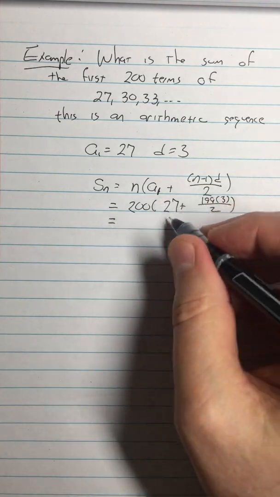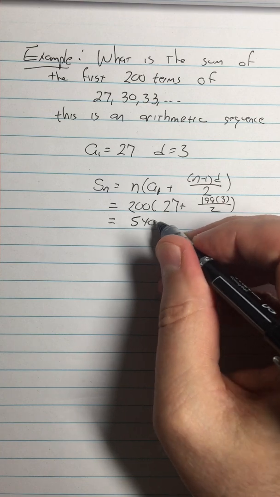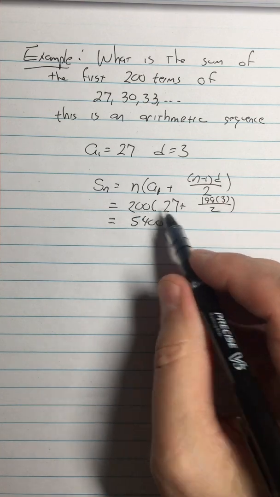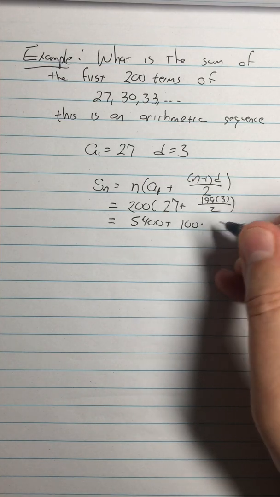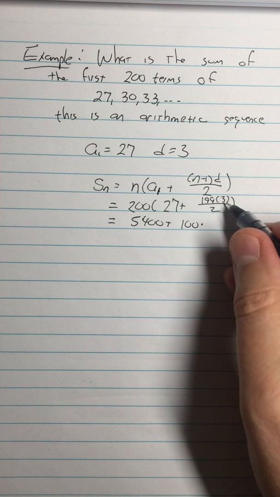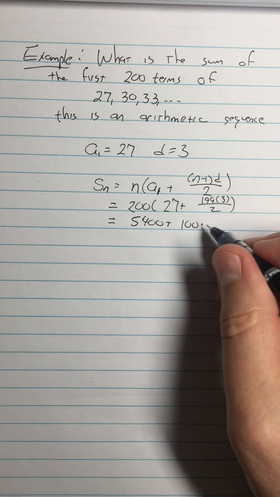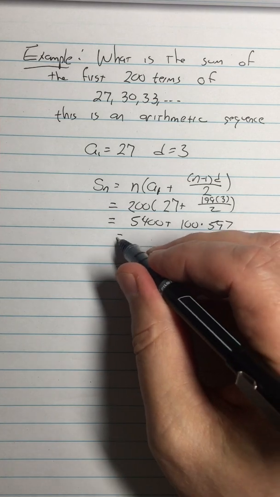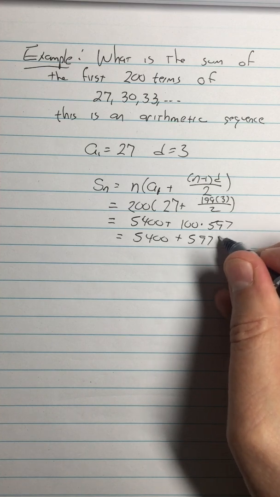That's not too hard to do in your head, really, because 2 times 27 is 54, so you get 5,400. And then I would just cancel the 2 and the 200, so you have 100 times. And then how could I do 199 times 3 easily? Well, 200 times 3 is 600, but I'm going to be short 3, so it's 597. Then it's pretty easy without a calculator to get 5,400 plus 59,700.